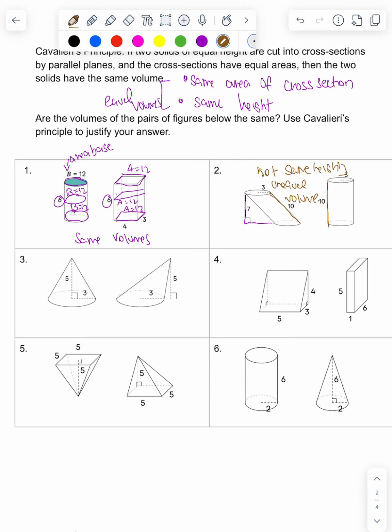If we take a look at number 3, the heights are both 5 on the cones, and they're both cones. One's a right cone and one's an oblique cone, but the heights are both 5. So now we just need to check the area of the cross section.